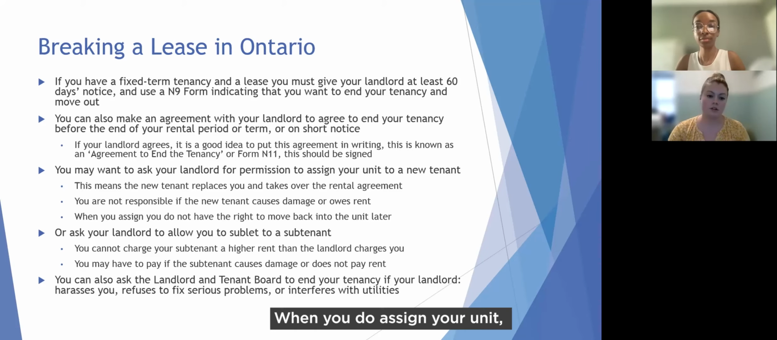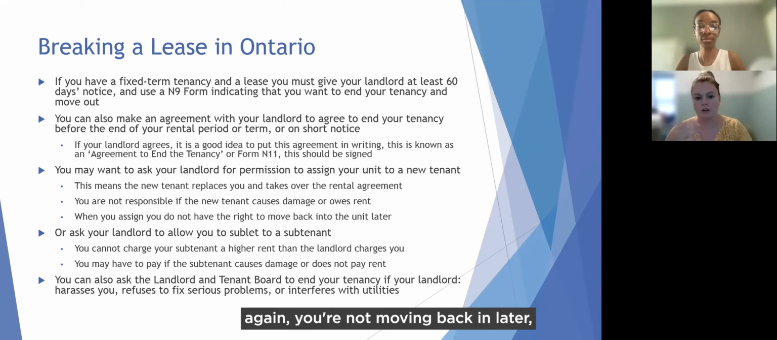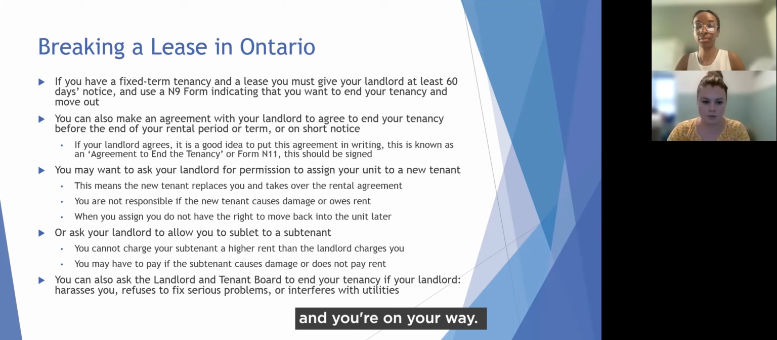When you do assign your unit, you're leaving the unit and they're taking over your lease. So that means that you're not responsible if the new tenant causes damage or owes rent, because they're the one who's stepping into your shoes as the tenant, and they have the relationship with the landlord. You no longer have a relationship because you've assigned your unit to the new tenant. And with the assignment, again, you're not moving back in later. You're moving out and you're on your way.